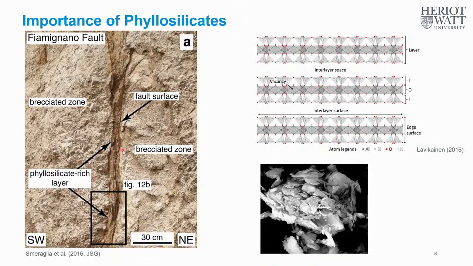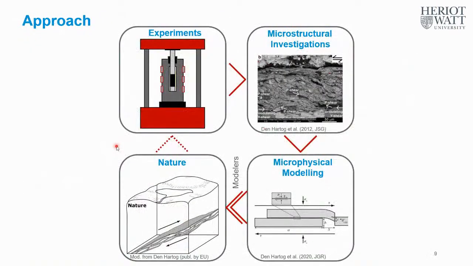I'll be focusing on phyllosilicates in this talk. Phyllosilicates are often known as clays, and they are platy minerals. They have a short dimension here in the vertical direction and long dimensions horizontally and also perpendicular to the screen. This is an electron micrograph of some phyllosilicates, and you can also see here that they are platy in nature. It is observed that faults are often localized in phyllosilicate-rich layers. So that is why I will be focusing on phyllosilicates in this talk.